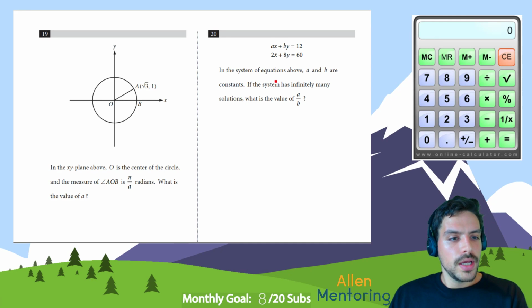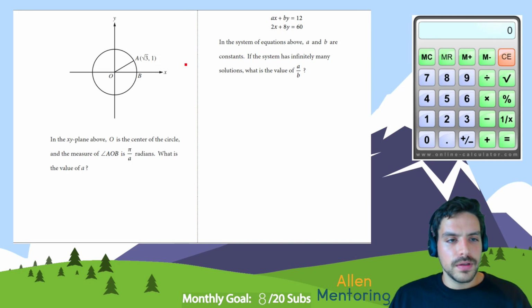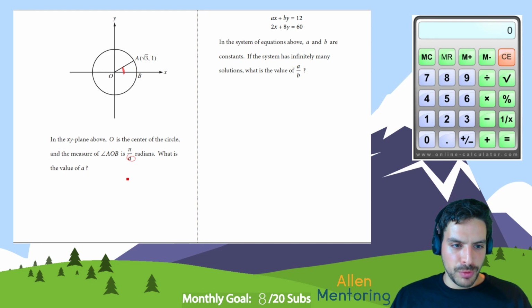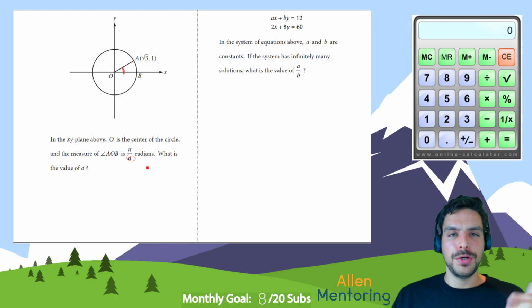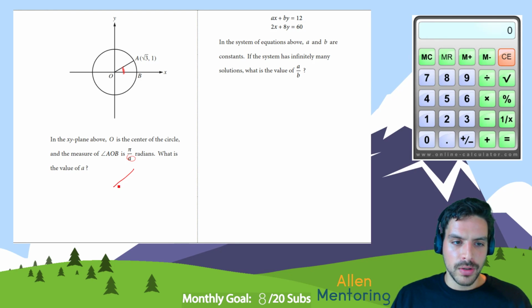All right. So in the xy plane above, O is the center of the circle, and the measure of angle AOB is pi over A radians. So we want to find out what is the measure of this, because then we can find out what A is equal to. Let me actually just rewrite this triangle. If you've seen these problems before, you know that we're dealing with sine, cosine, and tangent in some way. Let me write out this triangle as such.